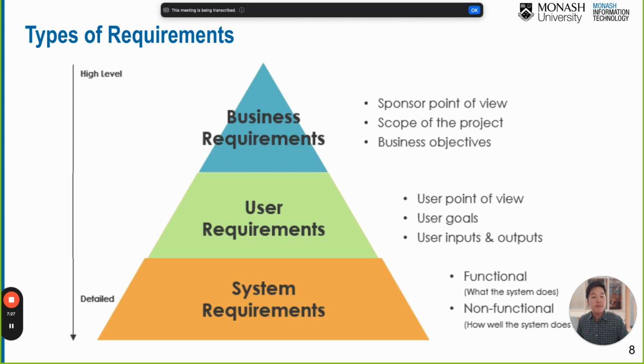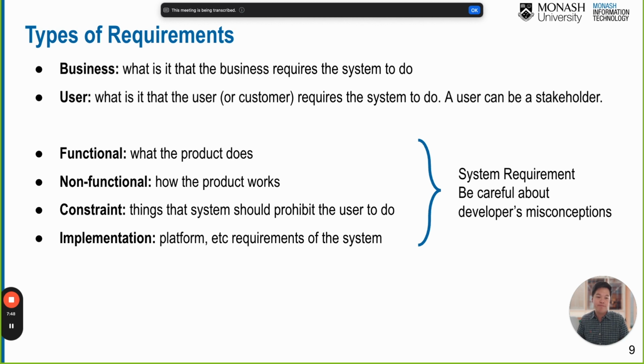And for the system requirement, there are two types of system requirement. First is functional. The second one is non-functional. The difference is that the functional requirement will explain what the system should do, okay? But the non-functional requirement will explain how well the system does it, okay? It's a different thing, all right? I will explain a little bit more. All right, yeah. These are the different types of requirement.